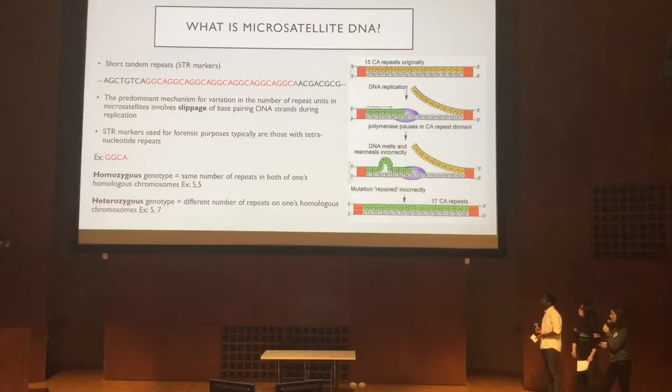And so the STR markers that are used for forensic purposes are normally 4. They're tetranucleotide repeats, such as the GGCA right there. But as you can see over here, you can also start with 2. You can have 2, 3, however many. And then a homozygous genotype is when you have the same number of repeats in both of your homologous chromosomes, such as 5, 5. And heterozygous is when you have a different number of repeats, such as 5, 7.